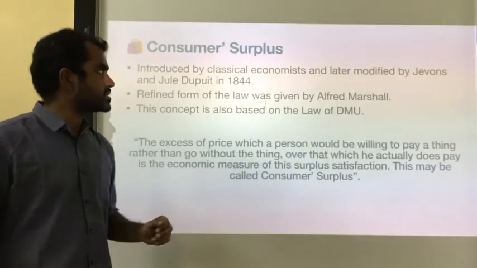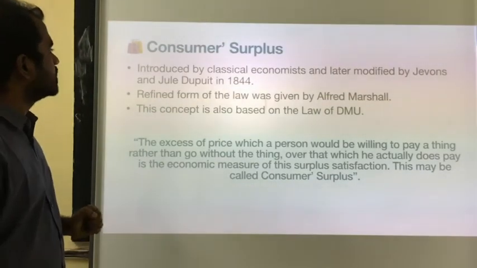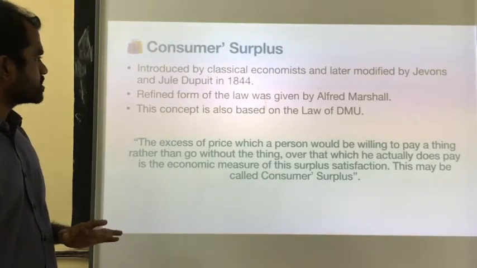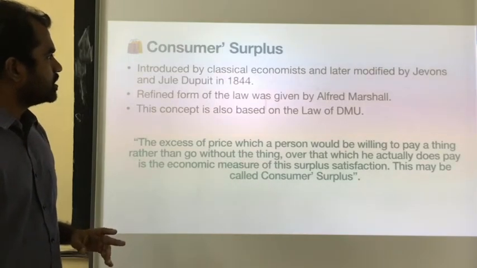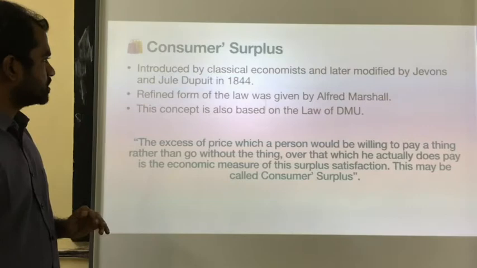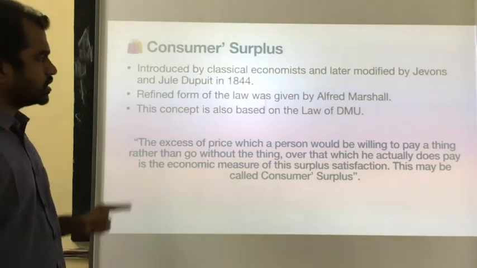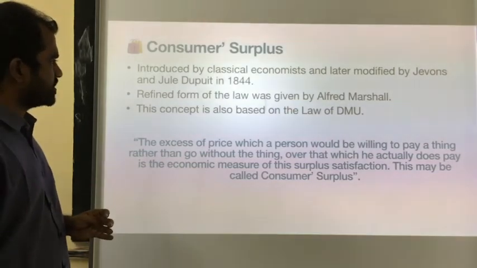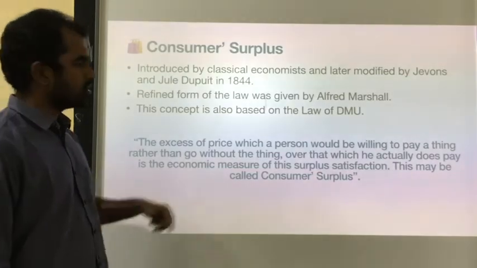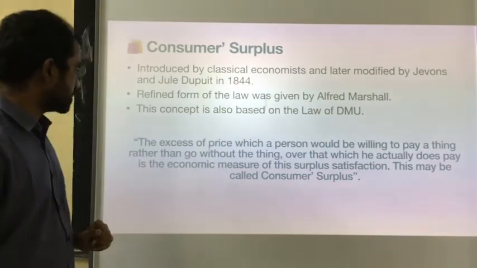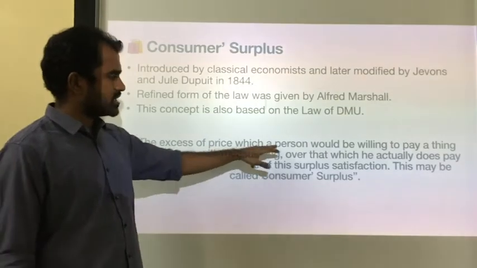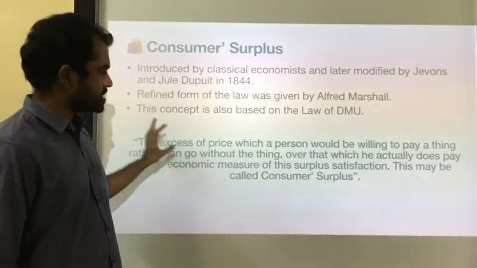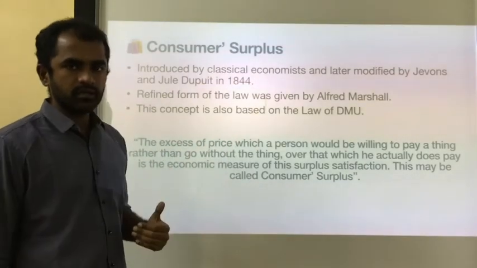The second concept is the consumer's surplus. This was introduced by classical economists and was later modified by Jevons and Jules Dupuit in 1844. Again, Alfred Marshall was the one who refined this law to give a proper definition so that it can be used further in economics. And once again, this law is also based on law of diminishing marginal utility. The excess of price which a person would be willing to pay for a thing rather than go without the thing, that is, the excess of price which we are willing to pay.